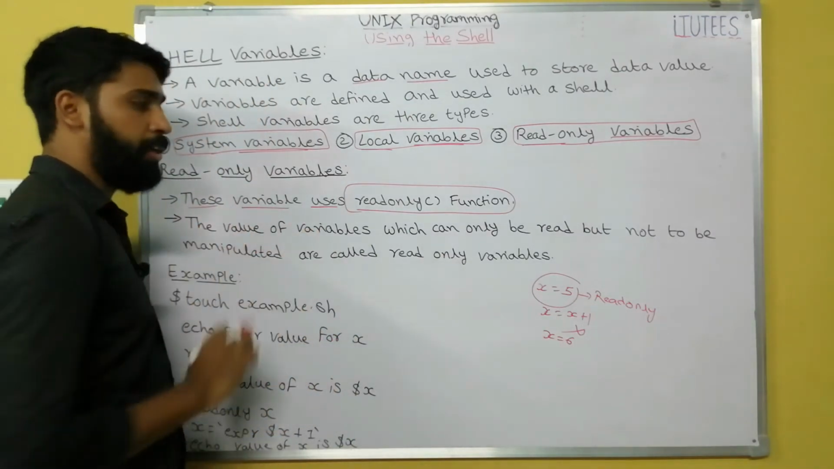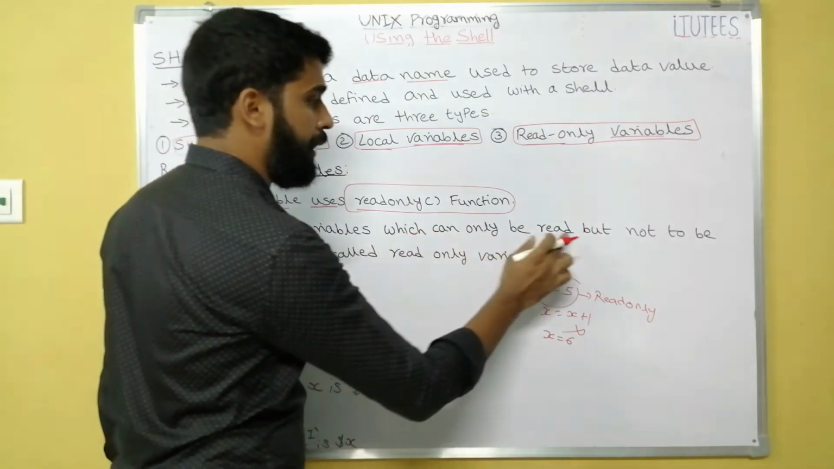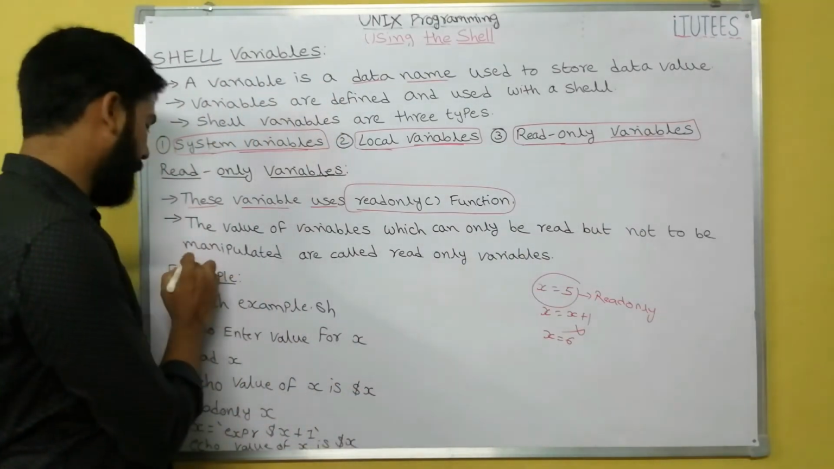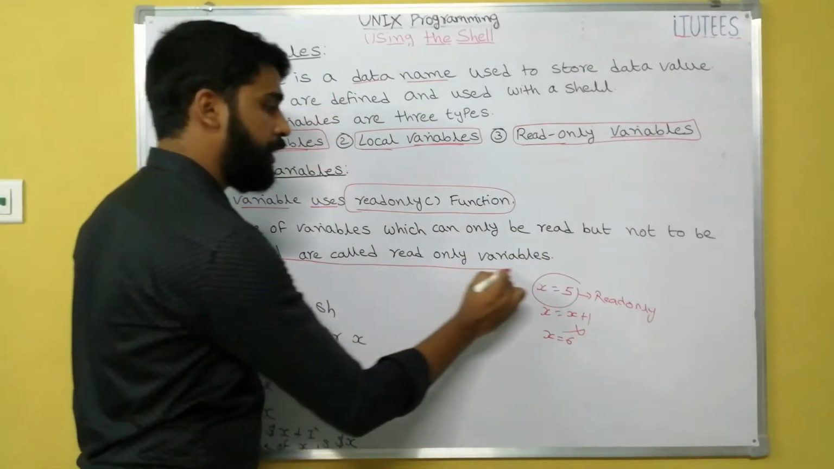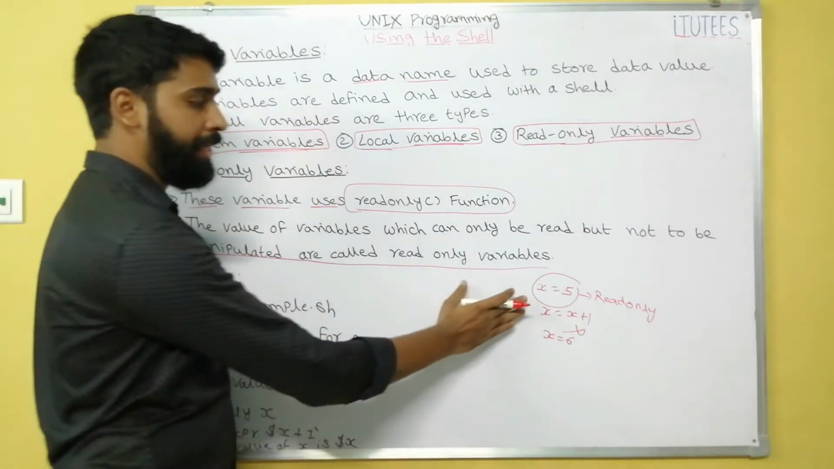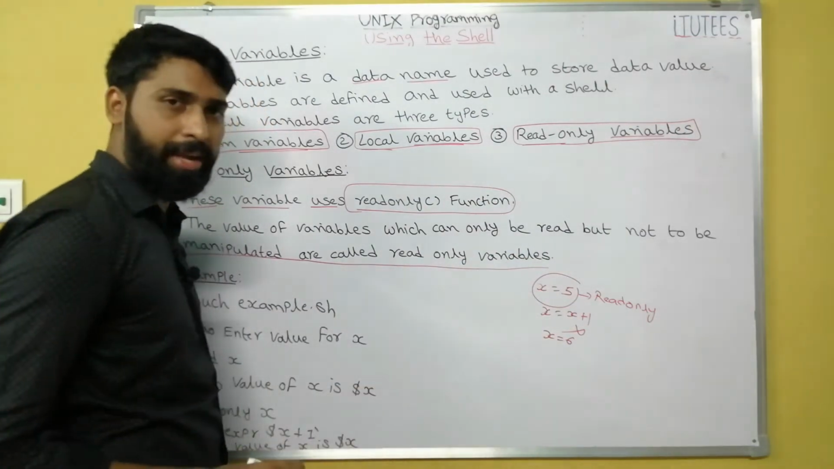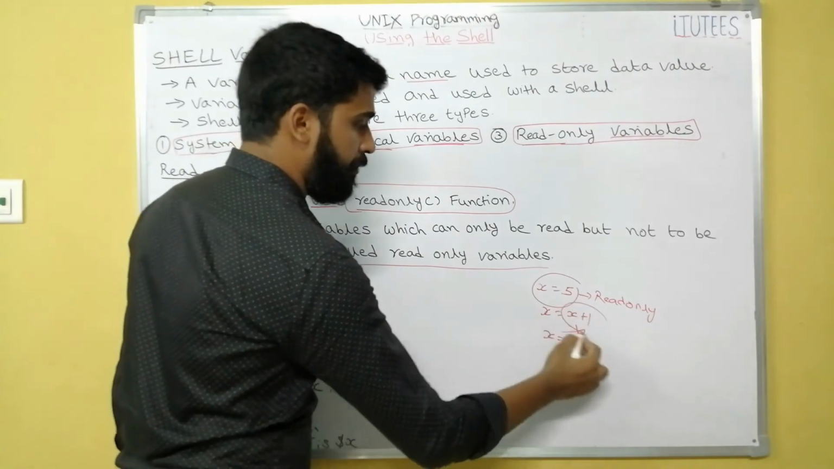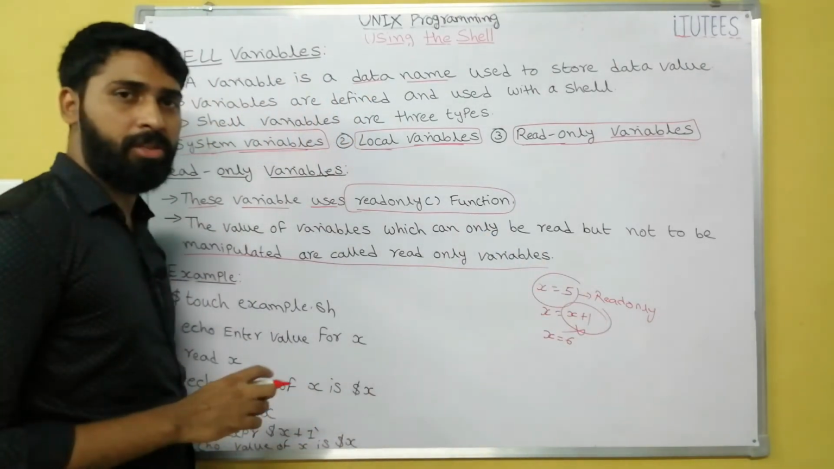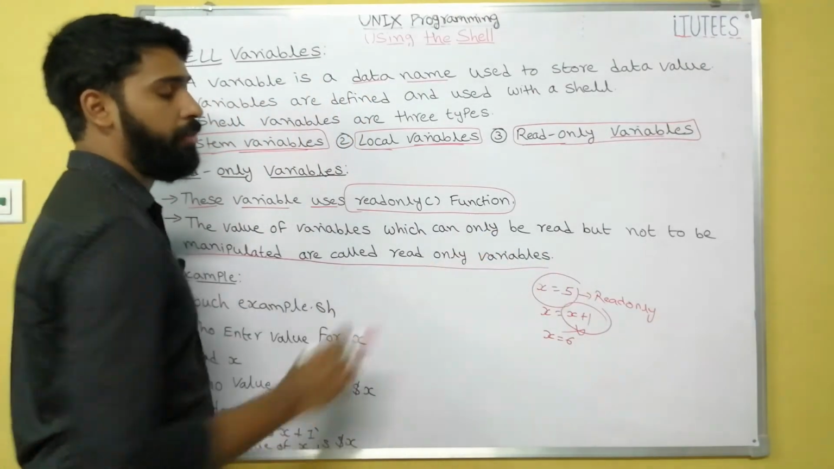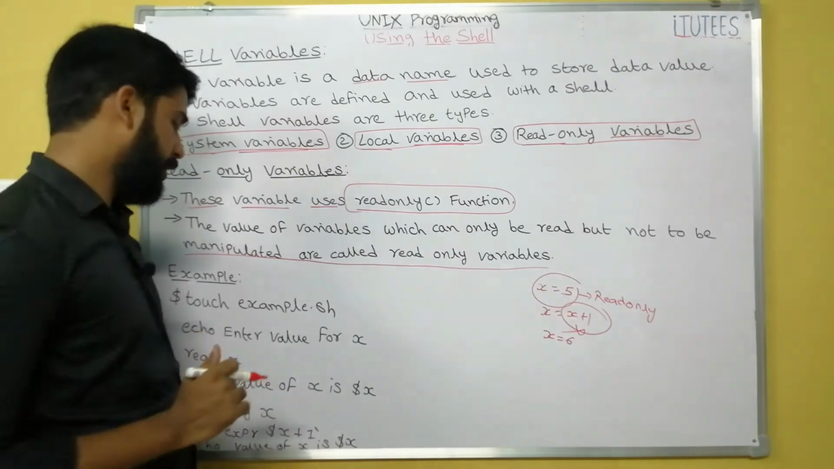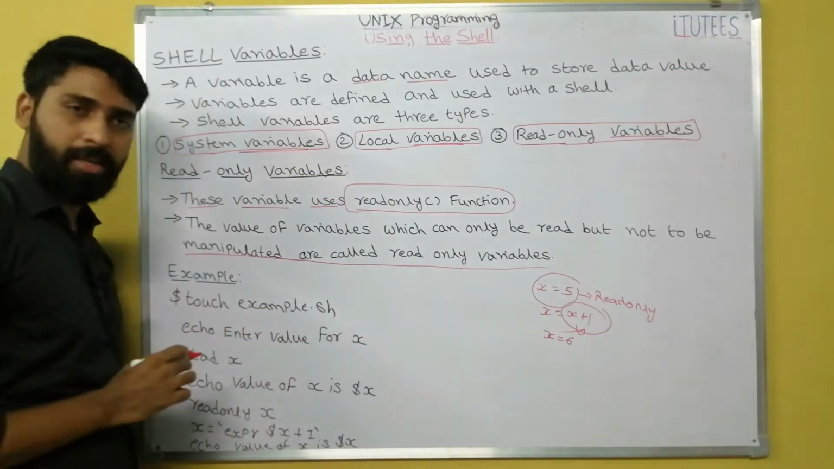The variables whose values can only be read but not manipulated are called read-only variables. In this case, you can read the data 5 for variable x, but you cannot perform manipulations on this variable, then we say that the variable is a read-only variable. We see this with one example.